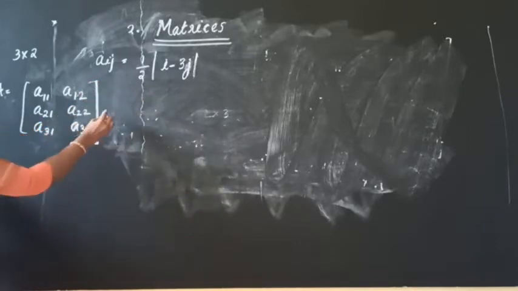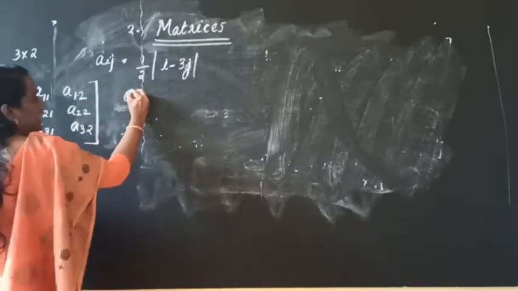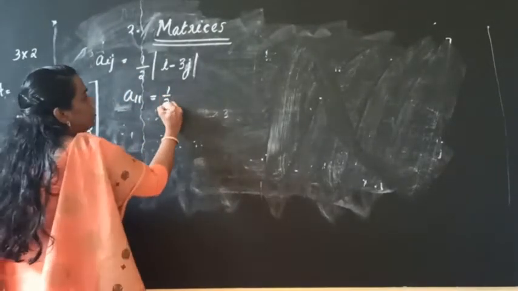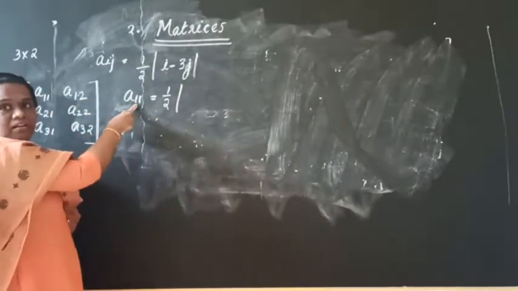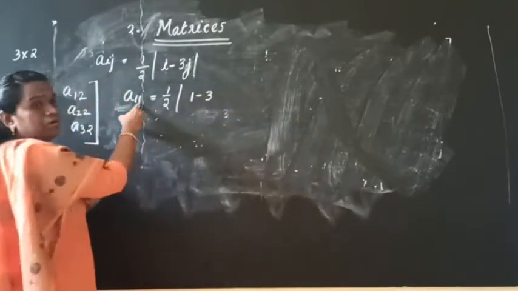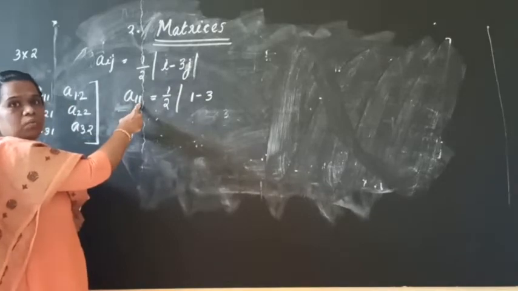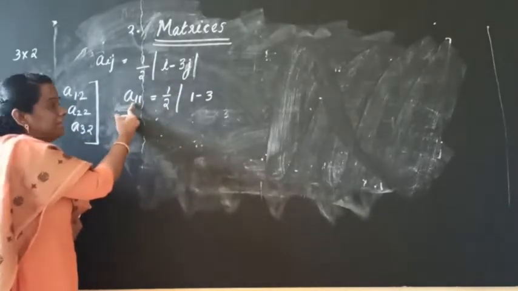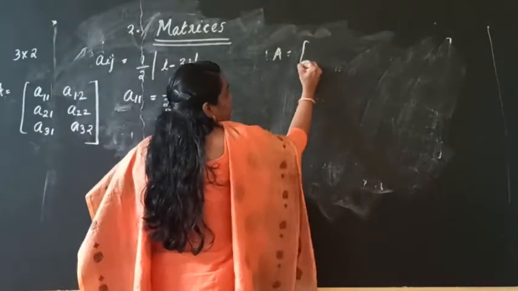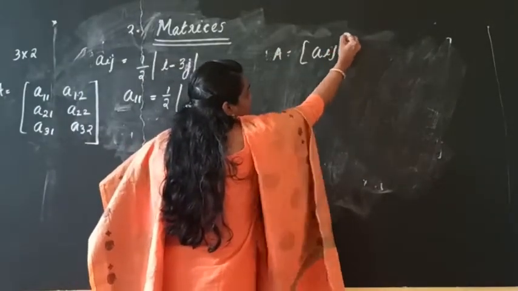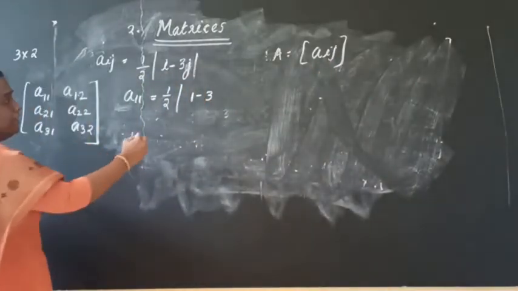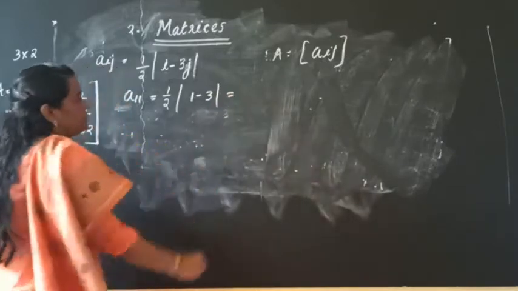Matrix. Now we have to find A11. How to find them? Half of modulus of i minus 3j. Here i is 1 and j is also 1. This is the (i, j) element. Usually we write matrix A in the form a_ij, i-th row, j-th column. Then half of modulus of 1 minus 3.